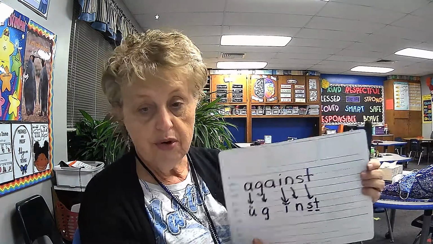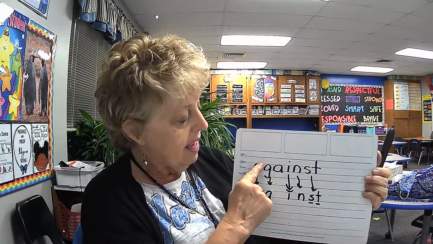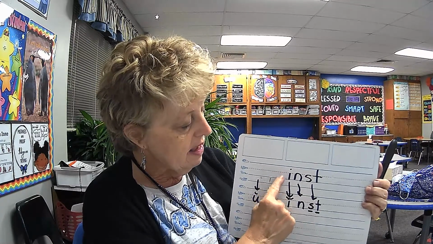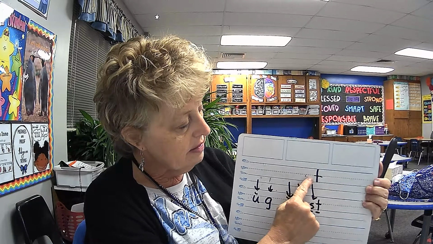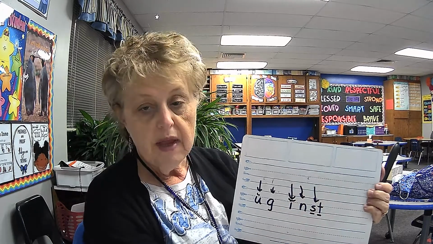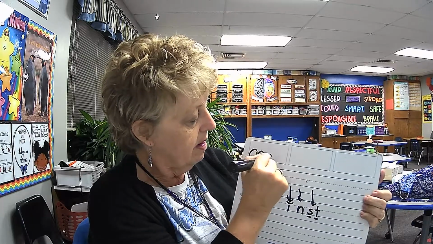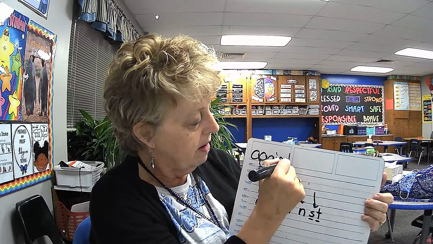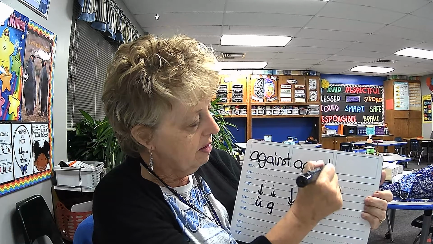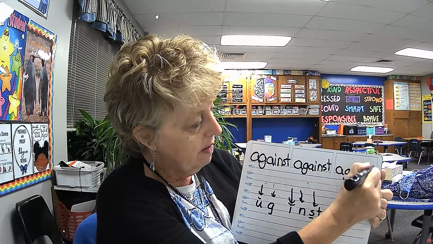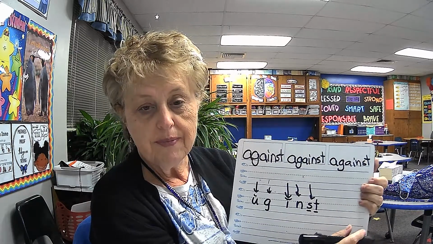Now let's trace the word. Ready? Against. A, G, A, I, N, S, T. Against. Write it 3 times. There you go. Show your teacher your work. Erase.